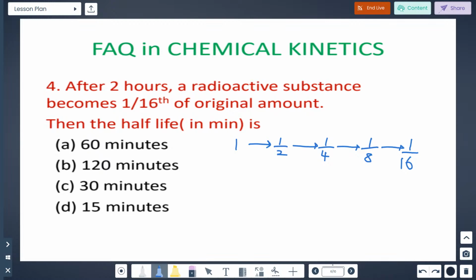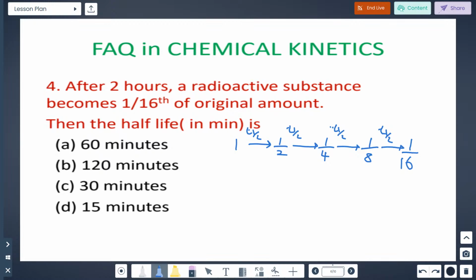Understood? Okay. So here, each and every conversion is called the half-life period, T 1/2. Here also T 1/2, this also T 1/2, this also T 1/2. Understood? Okay. So here, how many half-life periods do we have? 1 gram becomes 1/16th gram. How many half-life periods? We have 4 half-life periods.